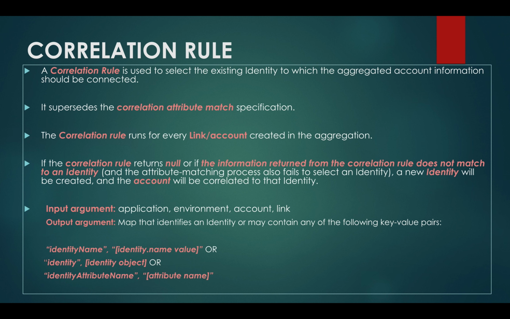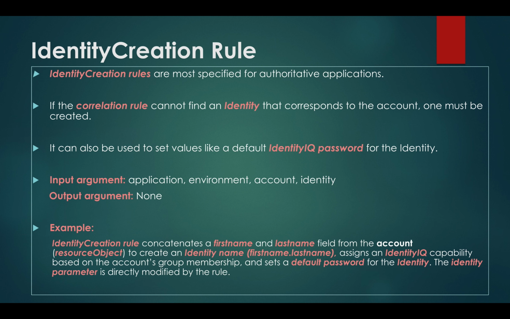Therefore, for the correlation rule, we have different input arguments and output arguments. The input arguments are generally application, environment, account, and link, and the output argument is actually a map, and that map may contain any of these key value pairs. It can be an identity name as a key and the corresponding value, it can be an identity or the corresponding identity object, or it can be an identity attribute name and the corresponding attribute value. So in this way, the correlation rule is applied, and the accounts are correlated to an identity created from the authoritative application.